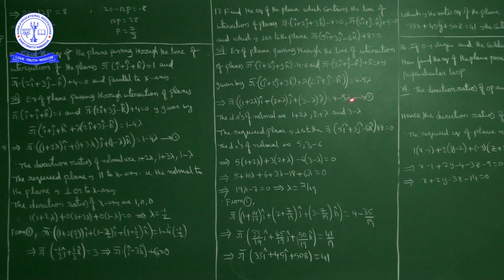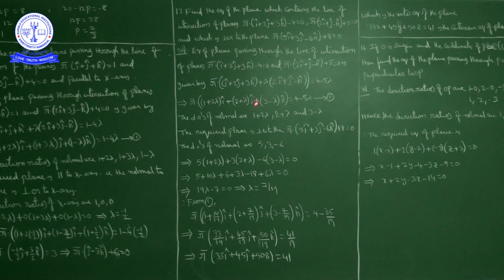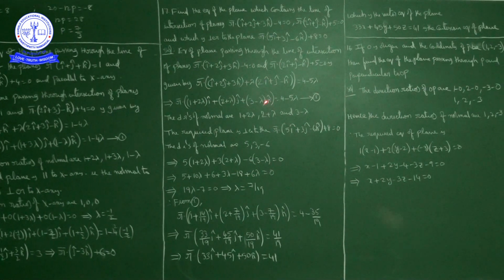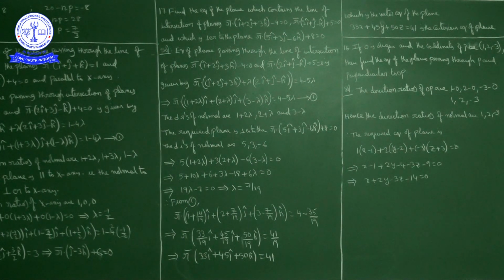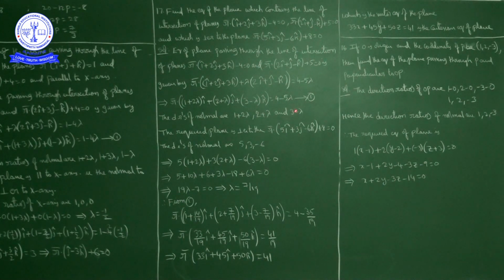Now this is of the form, equation 1 is of the form r bar dot n bar is equal to d. So n bar is 1 plus 2 lambda I cap plus 2 plus lambda j cap plus 3 minus lambda k cap. So direction ratios of normal are what? 1 plus 2 lambda, 2 plus lambda and 3 minus lambda. Okay, what is given in the question? Required plane is perpendicular to the plane r bar dot product with 5I cap plus 3j cap minus 6k cap plus 8 equal to 0. Okay, required plane is perpendicular to this plane.